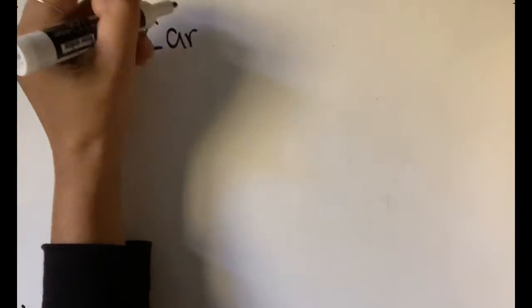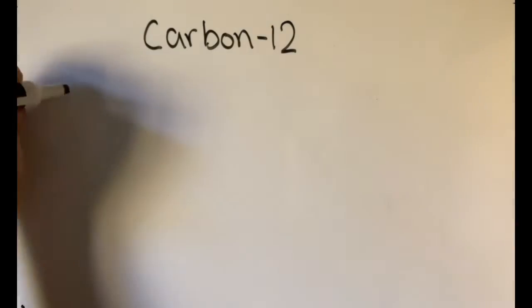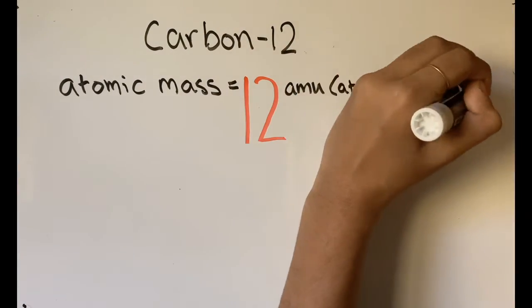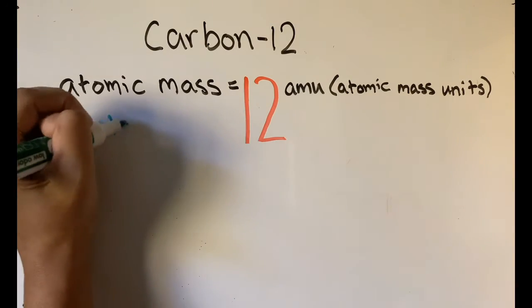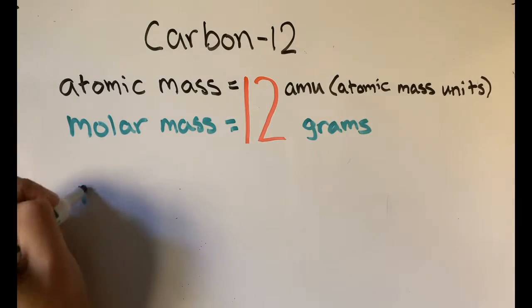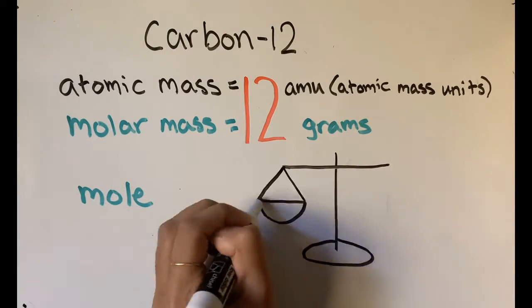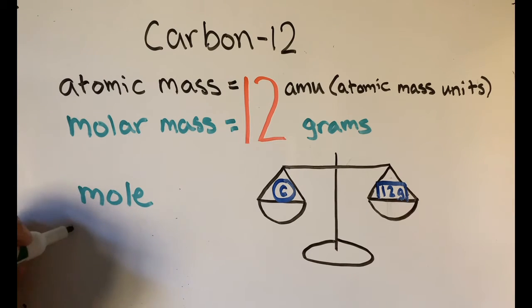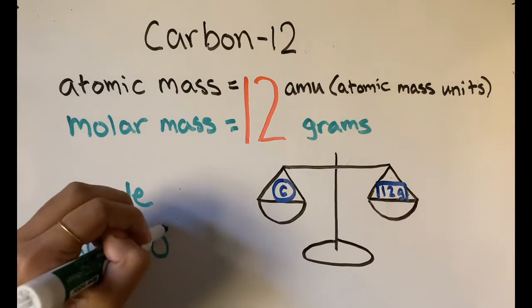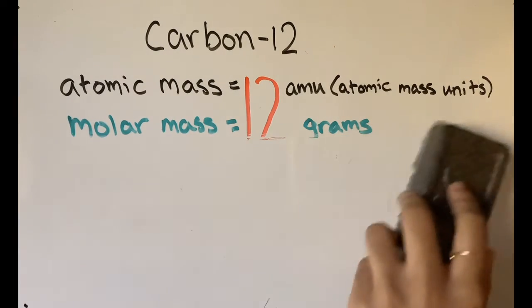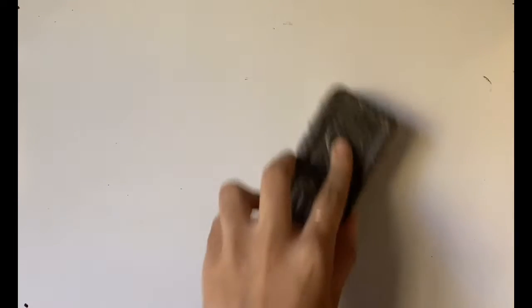Okay, let's talk about carbon-12 for a minute. If you remember from the last video, carbon-12 has an atomic mass of 12 AMU, or atomic mass units. This can also be referred to as the molar mass of carbon-12 in grams. That means 1 mole of carbon-12 weighs 12 grams. So, 6.022 times 10 to the 23rd atoms of carbon-12 weigh 12 grams. This is called the molar mass since its mass is based on the mole of that element.